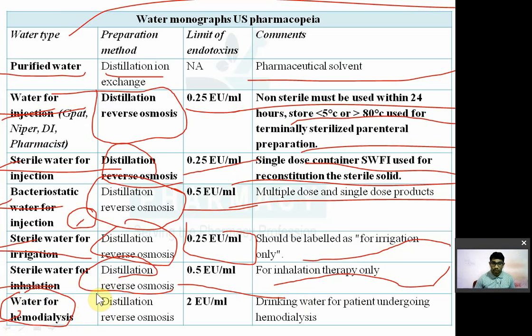So those who have kidney failure, or who are not efficiently filtering the toxic metabolites from the body via the kidney, in that case you have to do dialysis. In that case you have to use water for hemodialysis. It is prepared by distillation and reverse osmosis. The endotoxin limit is 2 endotoxin unit per ml. It is drinking water for patients undergoing hemodialysis.